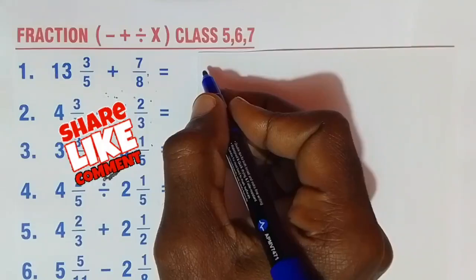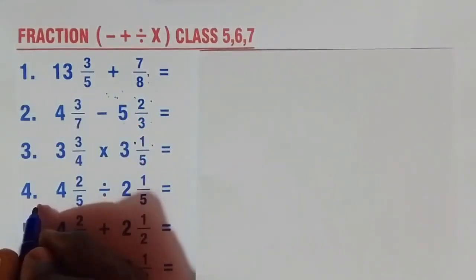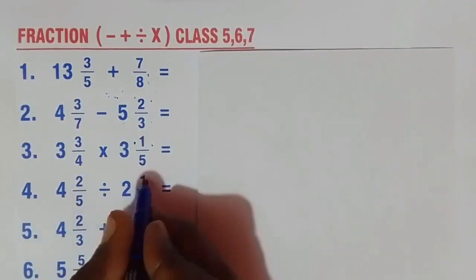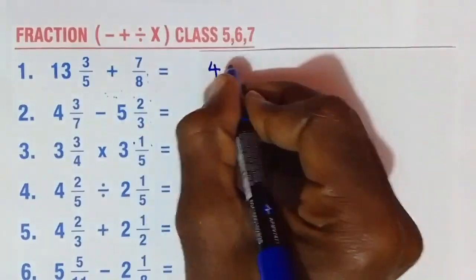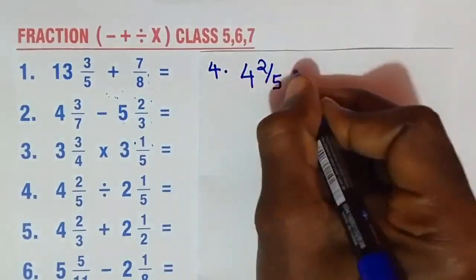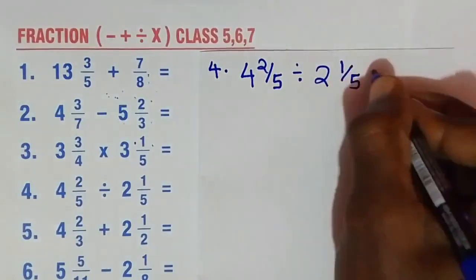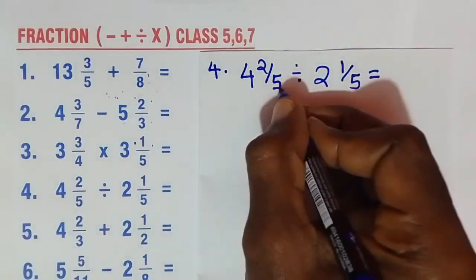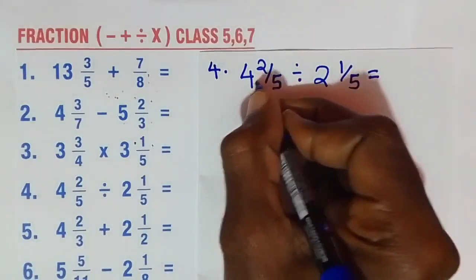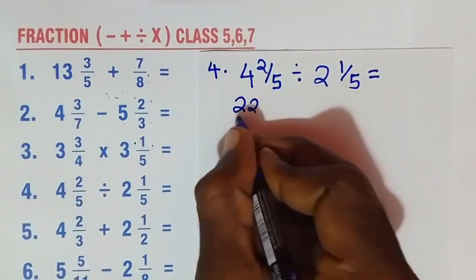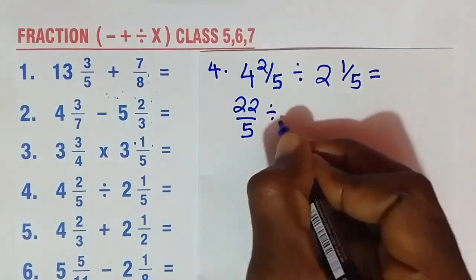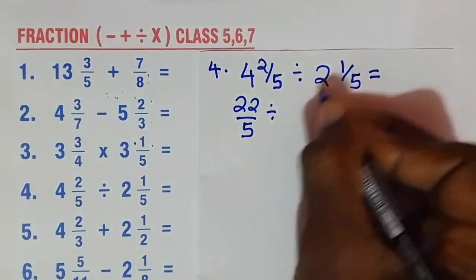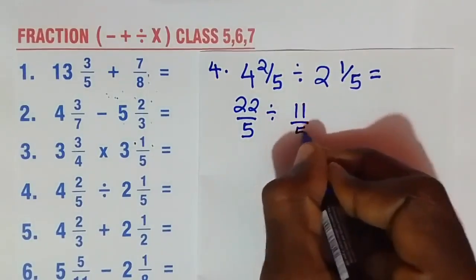Number 4, it is a division question. 4 2 out of 5 divided by 2 1 over 5. Let us change our fraction into improper. 5 multiplied by 4, 20, plus 2, we get 22 out of 5, divide by 5 multiplied by 2, 10, plus 1, we get 11 over 5.